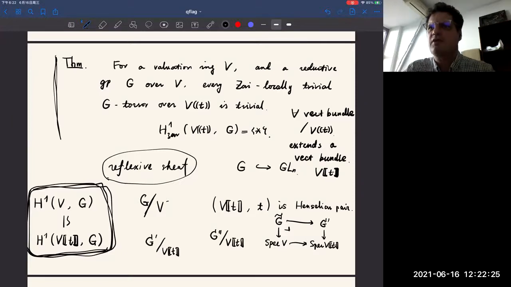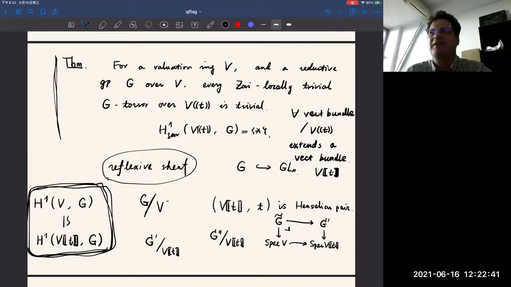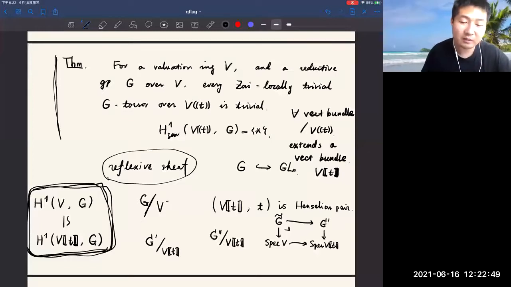Okay, so about the last fact, there was a statement by Strano in the literature. But in fact, his proof is not true. But the statement is right. Yeah, the statement is right.